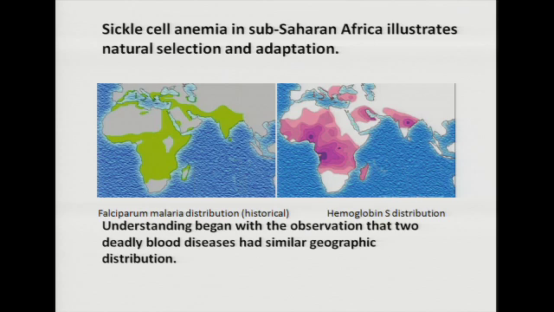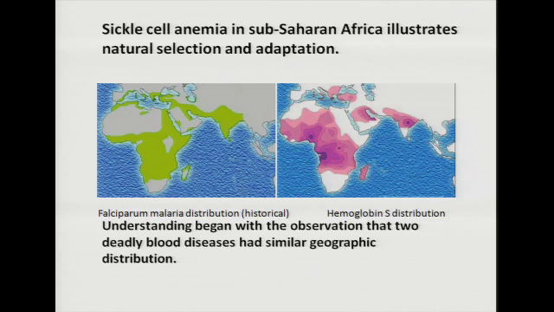Then we can look at the frequency of the gene: if you inherit 1 copy, you have the hemoglobin sickle cell trait. If you have 2 copies, you have sickle cell anemia. The darker the color, the higher the frequency of that gene. And notice how those patterns overlap. We can see that the hemoglobin S allele is distributed in sub-Saharan Africa, the Mediterranean, the Middle East, and India.